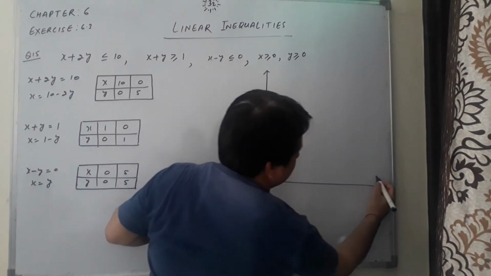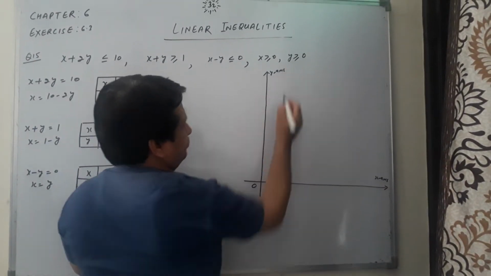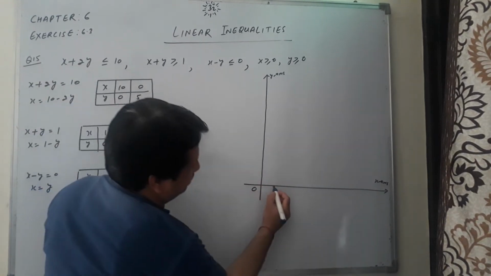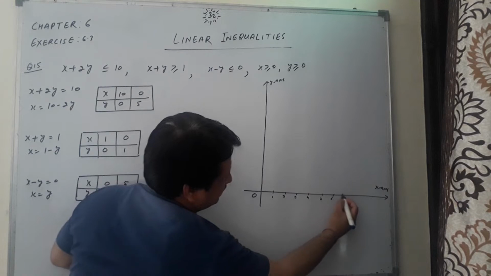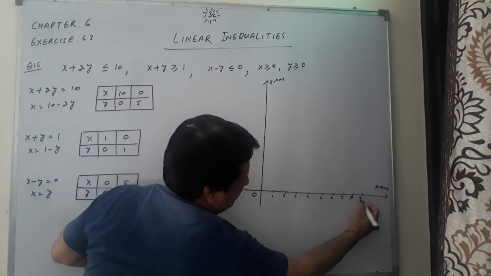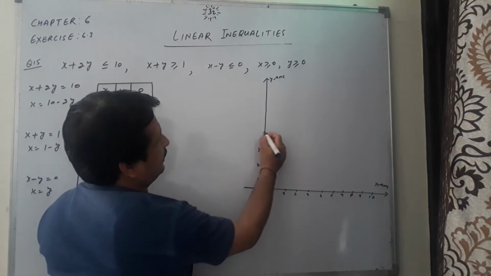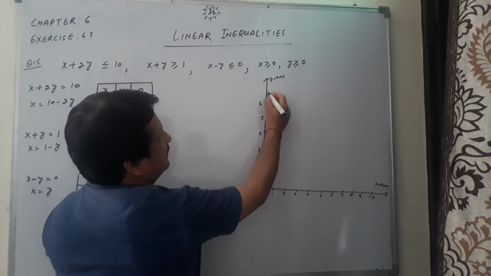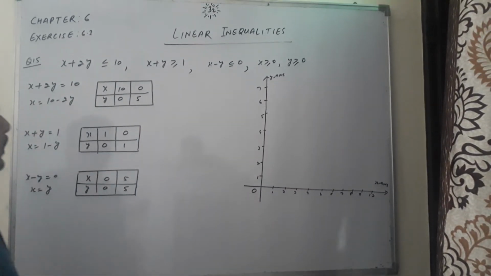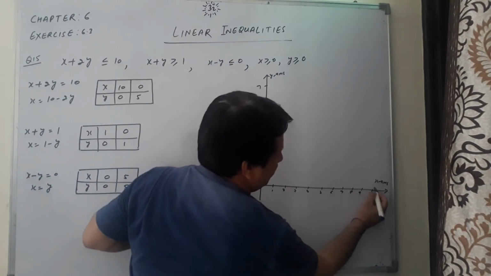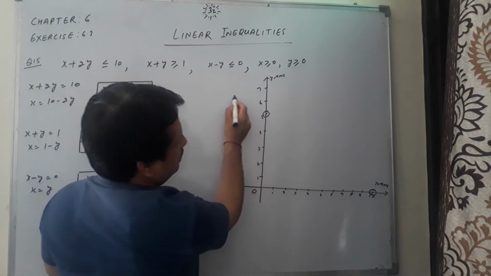This is the horizon, this is the x-axis, this is the y-axis. Now it is up to 10: 1, 2, 3, 4, 5, 6, 7, 8, 9 and 10. Here on the y-axis, 1, 2, 3, 4, 5, 6, 7, up to 7 I have taken. First point is 10 and 0. You know students, it will lie here. This is 0 and 5, it will lie here.